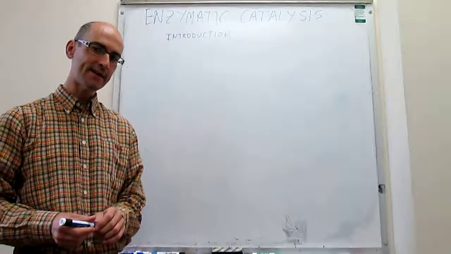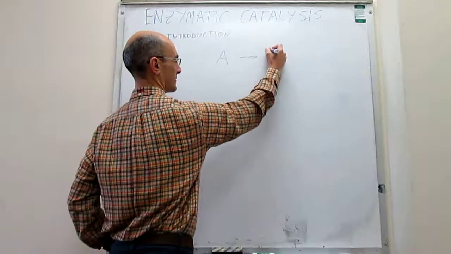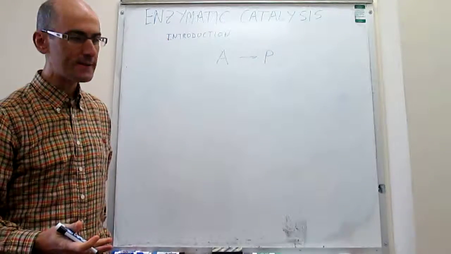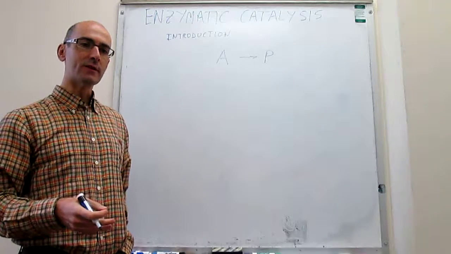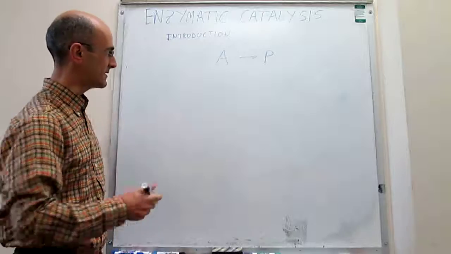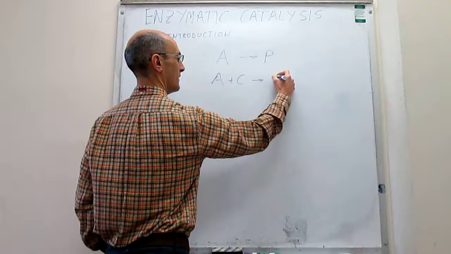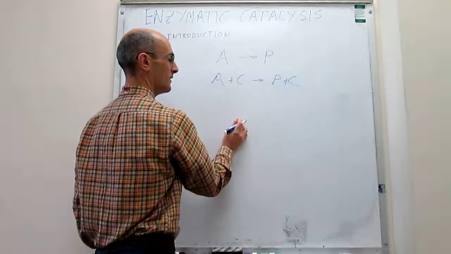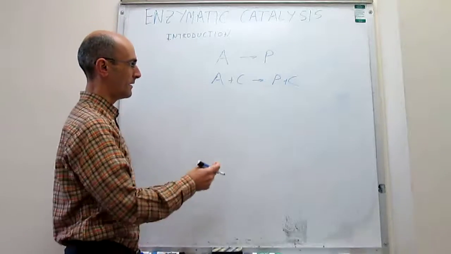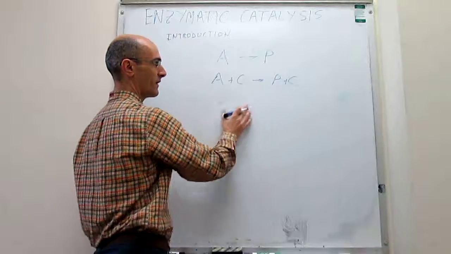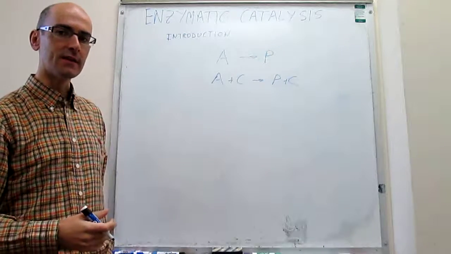Okay, to illustrate what a catalyst is, just think of a reaction A to give products. This reaction will have a rate, which might be fast or slow. And if this reaction is catalyzed by a catalyst C, A plus C to give products plus C, notice that C is actually not part of the overall reaction. It is neither consumed nor generated in the overall reaction, but it makes the reaction faster. So that's the idea.